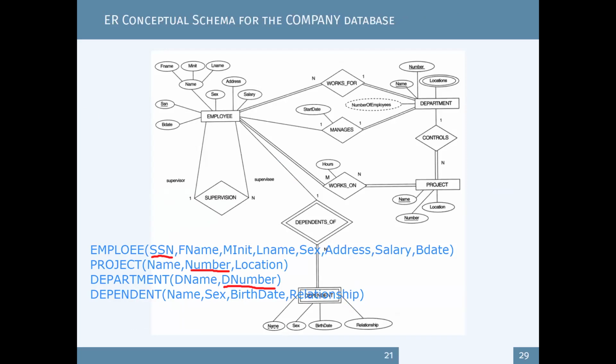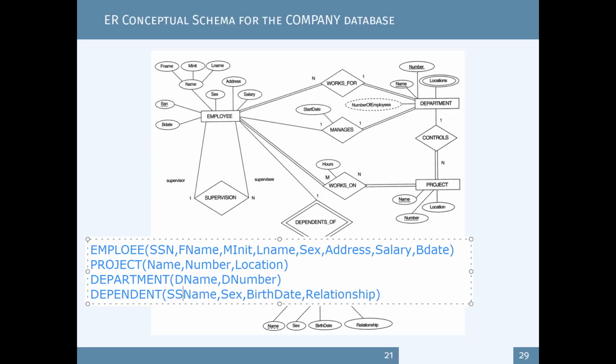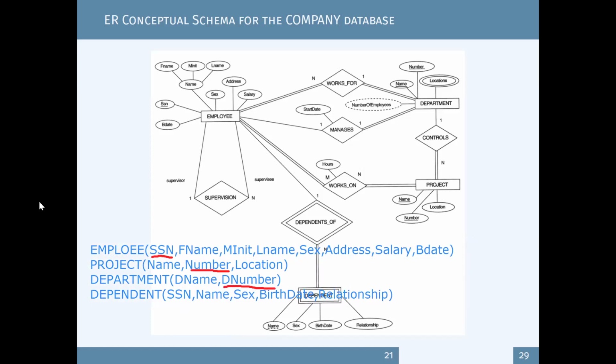So what I'm going to do is, here, we will include social security number. And then we are going to connect both social security number and name, both as a primary key. Right. So let me go back.